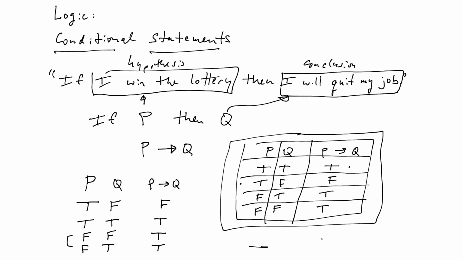And you should know that in the situation where something is actually causing something else, like if I win the lottery, then I will quit my job, this whole process still works in the real world also. If it's really true, then anytime P is true, Q will be true also, and you'll never have this strange true implies false case.